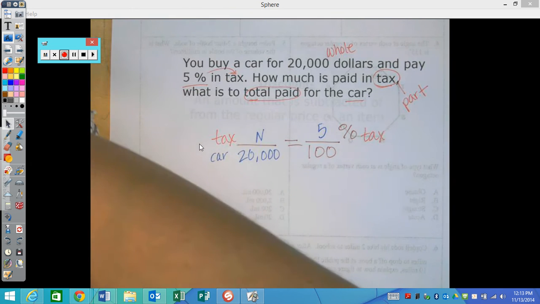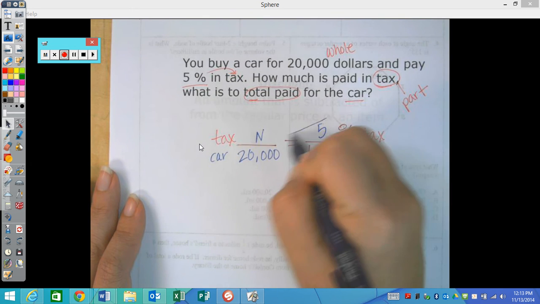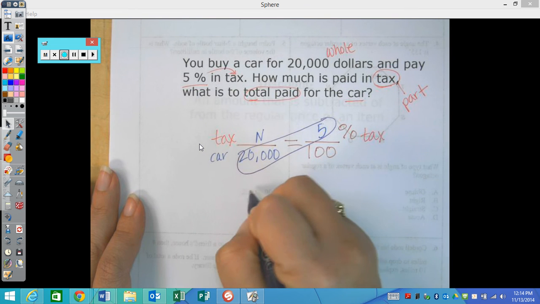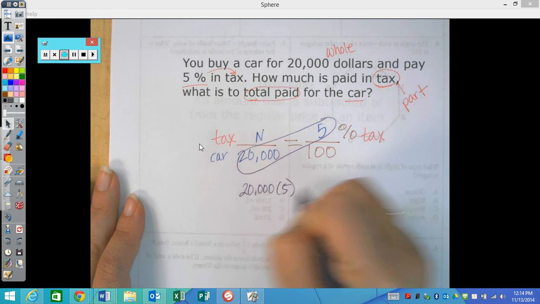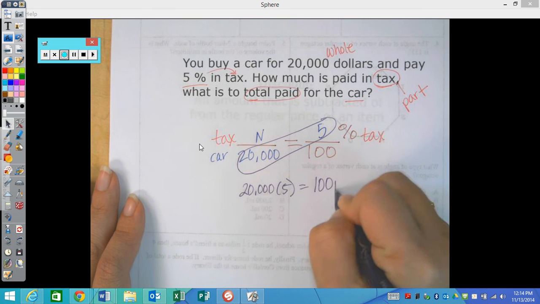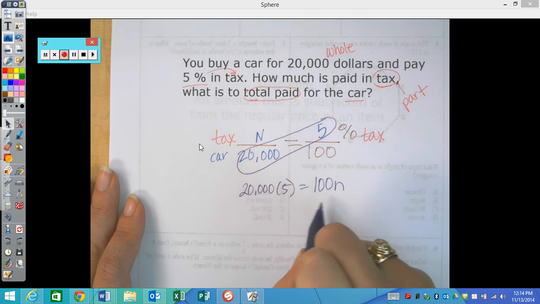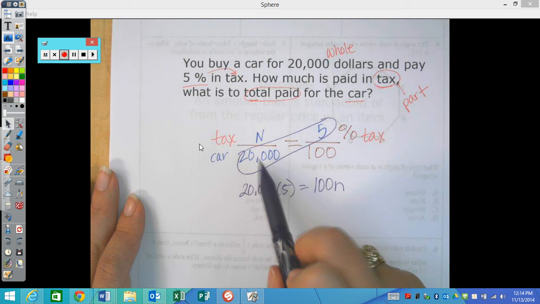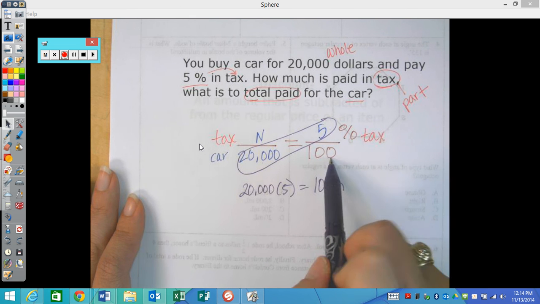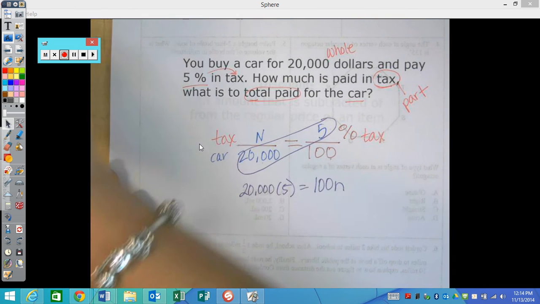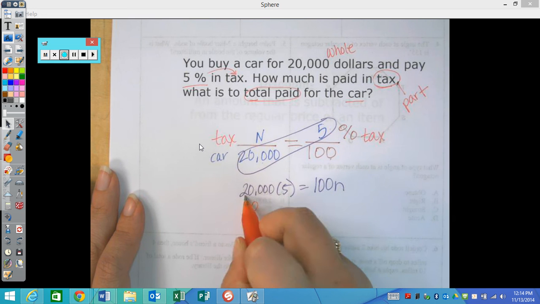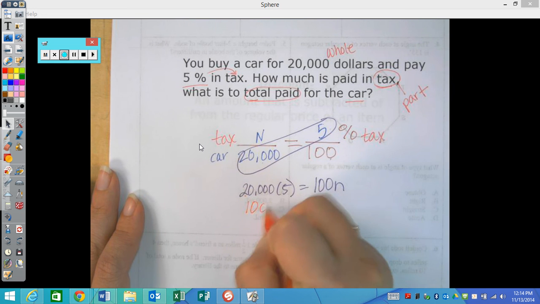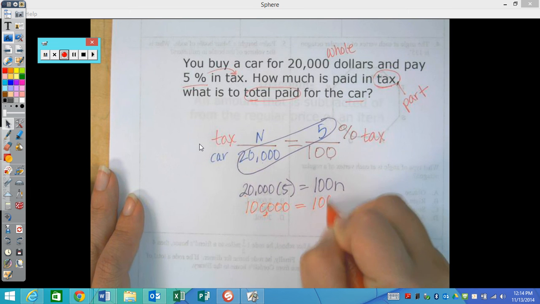So the next thing we're going to do is cross multiply. 20,000 times 5 equals 100n. Remember, this is the algebraic way to solve it. It's still the same as multiply 20,000 times 5, divide by 100. Now, 20,000 times 5 is 5 times 2 is 10, and then we have those 4 zeros: 1, 2, 3, 4. That's the simpler way to do it. Equals 100n.